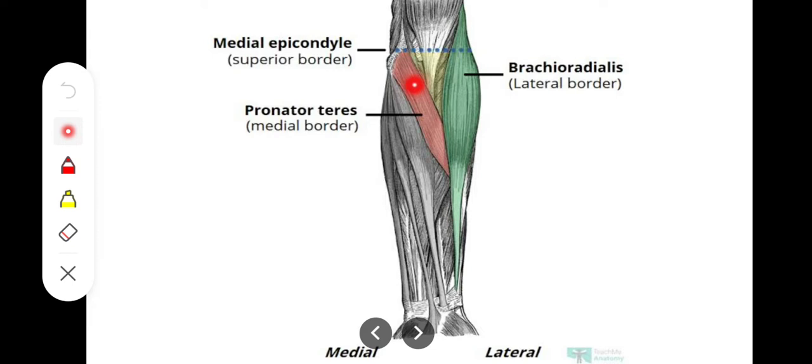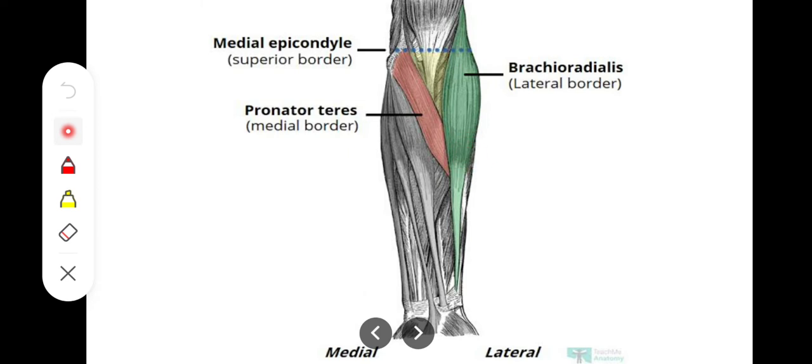So medially there is a muscle of the front of forearm, that is the pronator teres. Its lateral border is basically forming the medial boundary of our cubital fossa, and then laterally we have the medial border of the brachioradialis, a muscle of the posterior compartment of the forearm, making its lateral boundary.